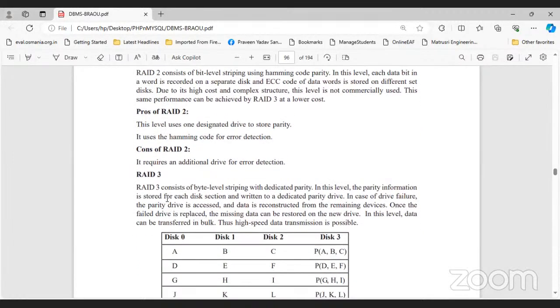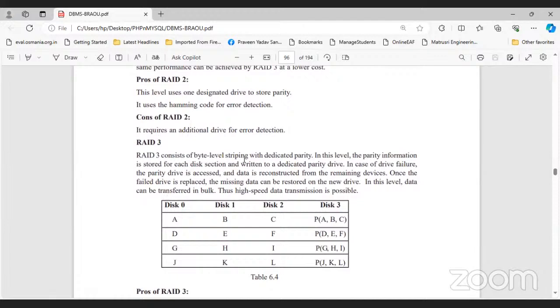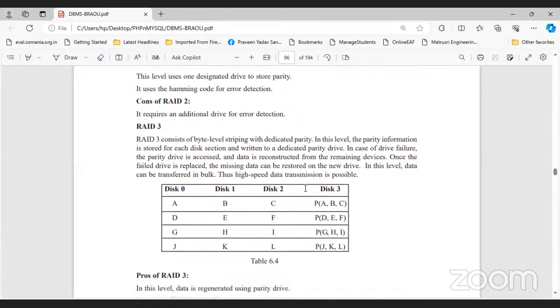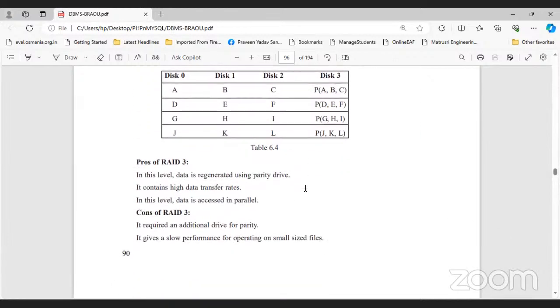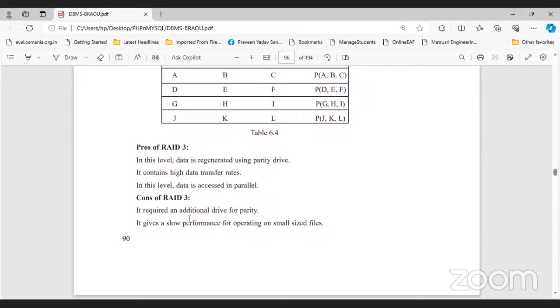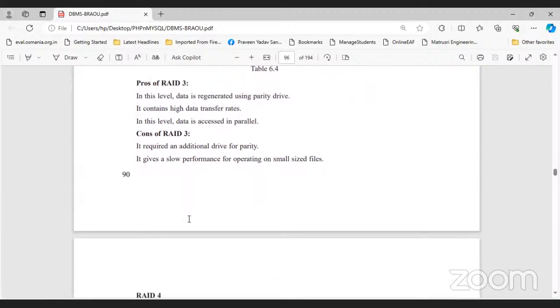Next one is the RAID 3 level, which consists of byte level striping, whereas the previous was bit level. It is better than RAID 2. High speed data transmission is possible in this level compared to RAID 2. These are some advantages and disadvantages of the RAID 3 level.